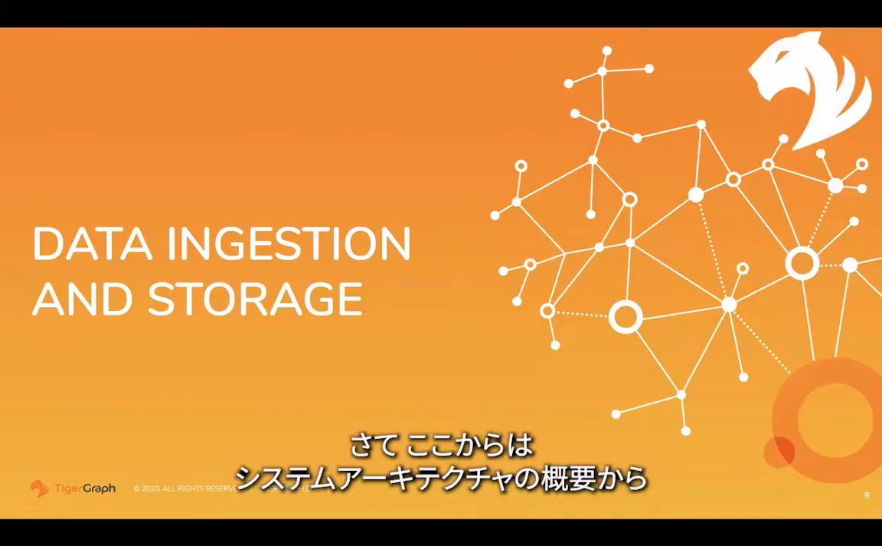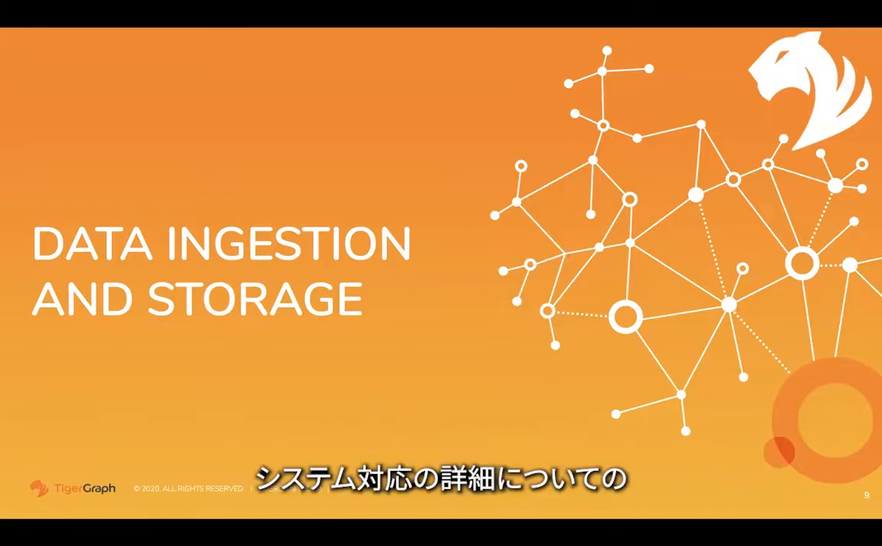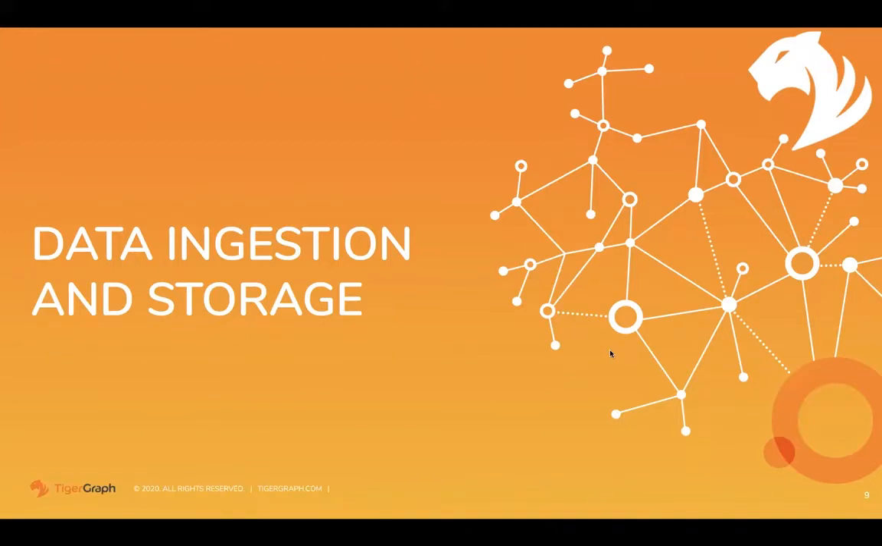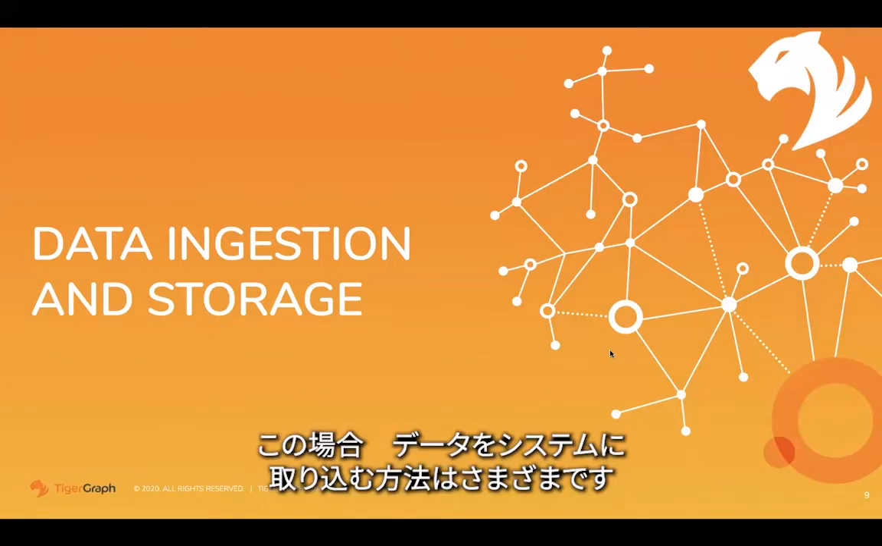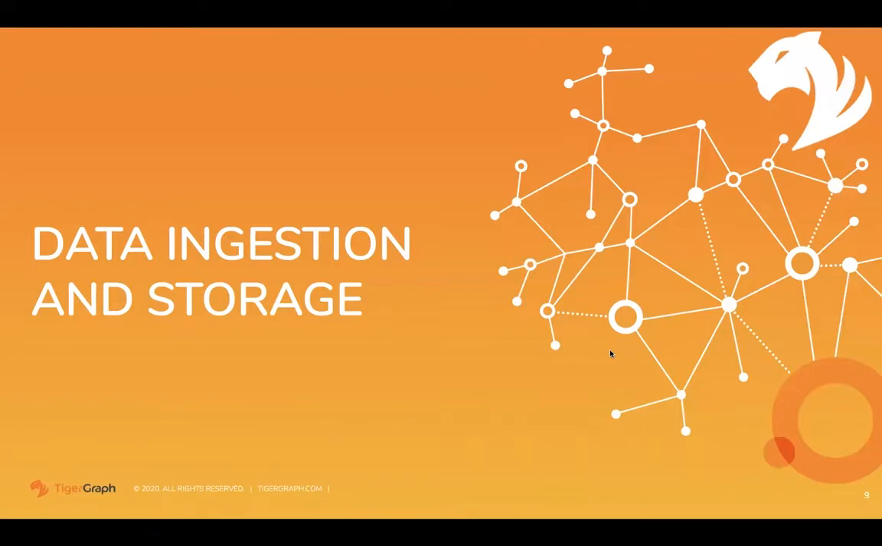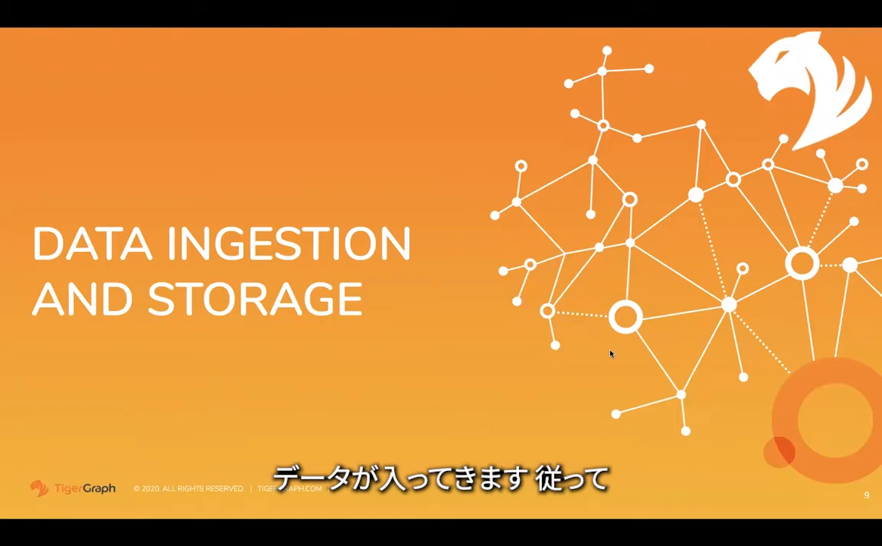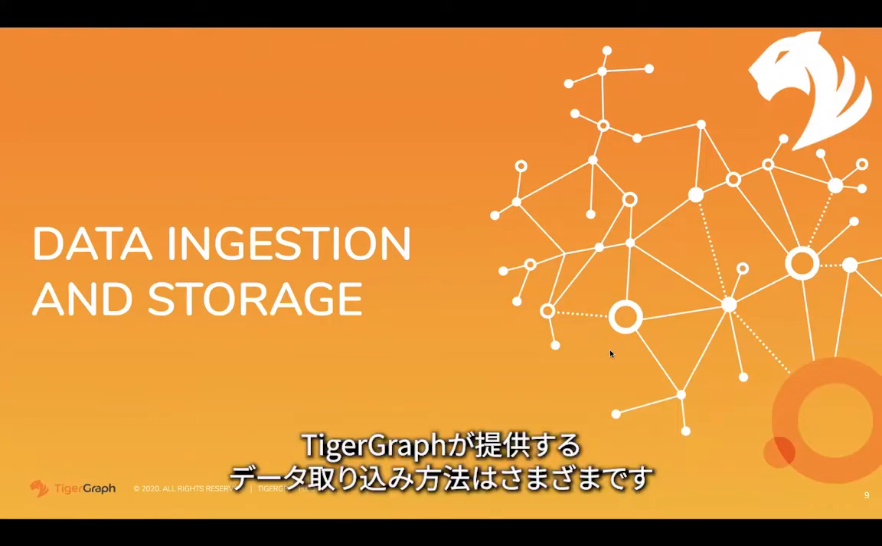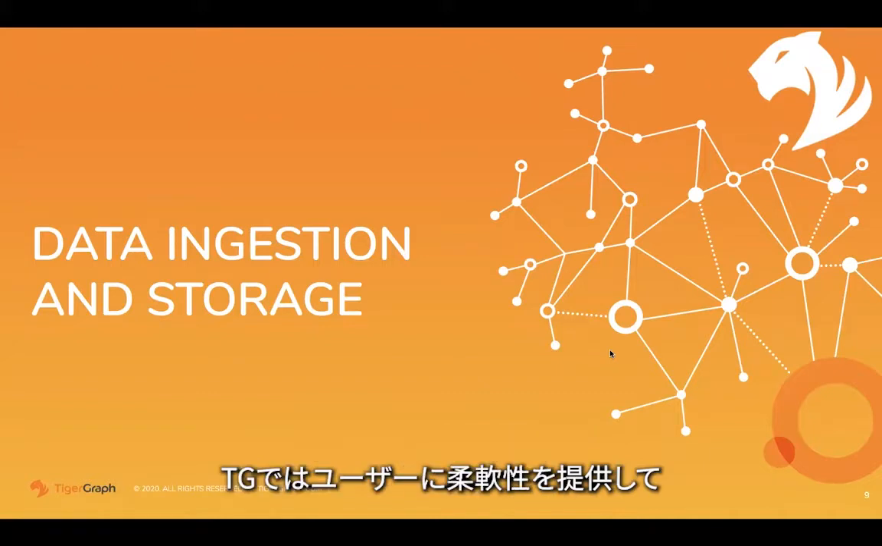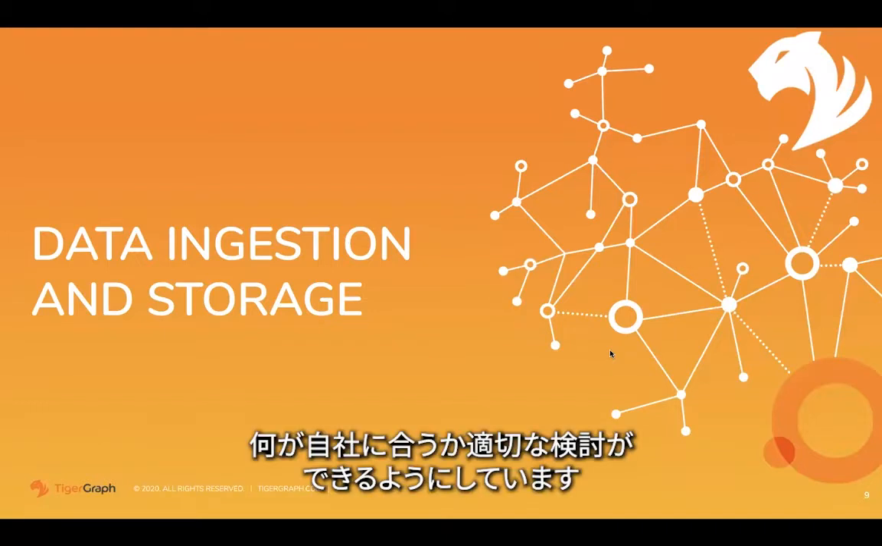Okay, so I want to switch gears now from the system architecture overview to each of the aspects of how we deal with the system. In this case, there are different ways to bring data into the system, right? In most cases, the data comes into TigerGraph from an upstream application or a database, or even just a collection of files that have been exported from some other system. So TigerGraph provides various different ways to ingest data. The reason for that is we wanted to provide flexibility so that the users are the best judge of what suits them in each case.